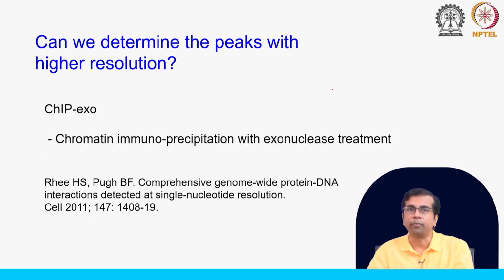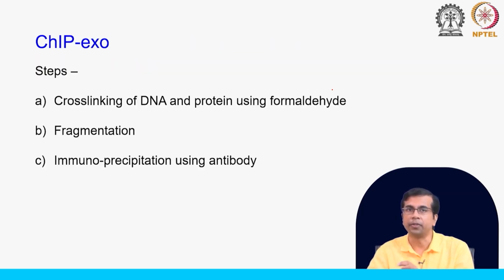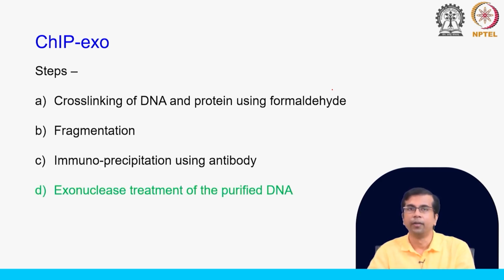This method was proposed to do that. It is called ChIP-exo, which is chromatin immunoprecipitation with exonuclease treatment. The steps are mostly similar. You can see the first three steps are exactly identical as before: cross-linking, then fragmentation, then immunoprecipitation using an antibody. But there is an extra step here, which is the exonuclease treatment of the purified DNA, or the purified fragments that you get. Then we have library preparation and sequencing.